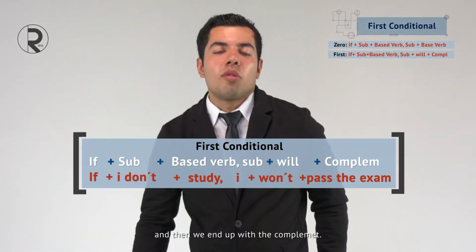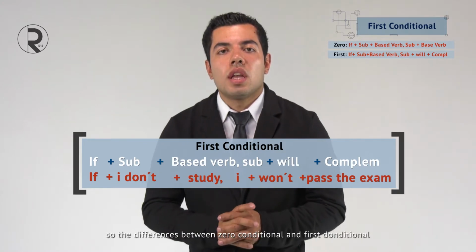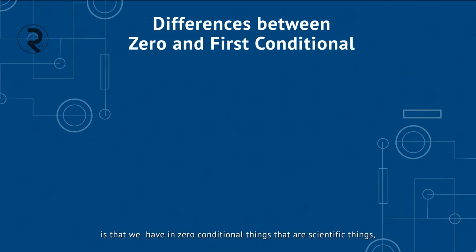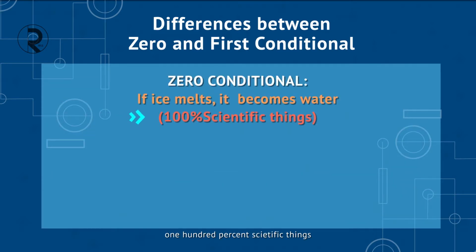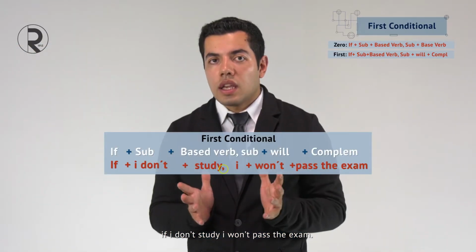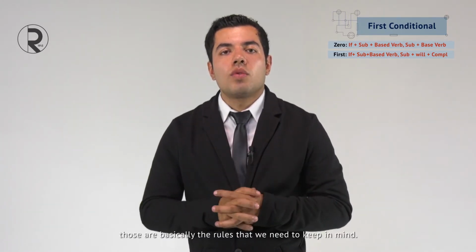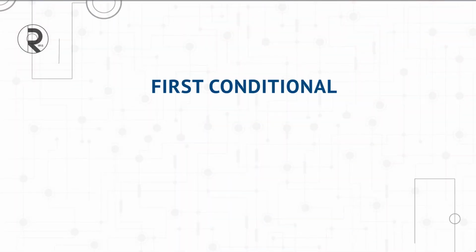So the difference between zero conditional and first conditional is that in zero conditional we have things that are scientific things, 100% scientific things. And in first conditional, they are just probable things. As I said before, if I don't study, I won't pass the exam. Yes? That is basically the rules that we need to keep in mind.